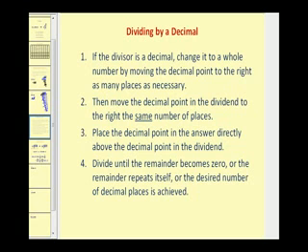Okay, now let's talk about how we're going to divide a decimal by another decimal. If the divisor is a decimal, we change it to a whole number by moving the decimal point to the right as many places as necessary. Then we move the decimal point in the dividend to the right the same number of places. Once we complete step 1 and step 2, it's the same as we did before. We'll place a decimal point directly into the answer, and then we'll divide as we normally do.